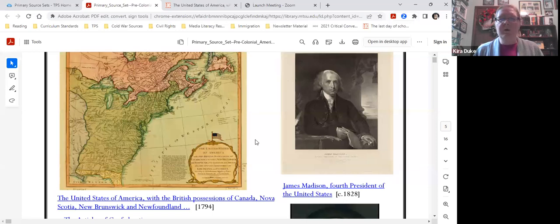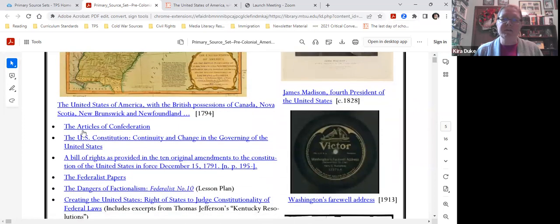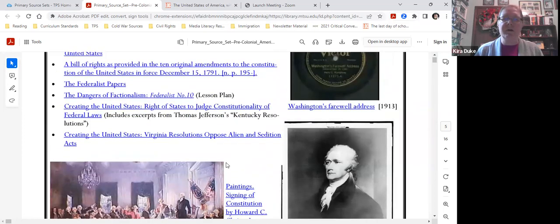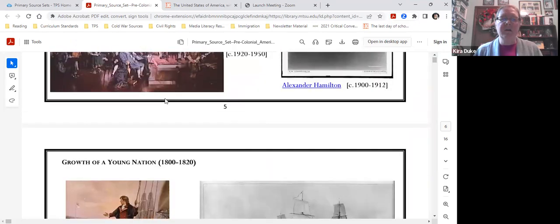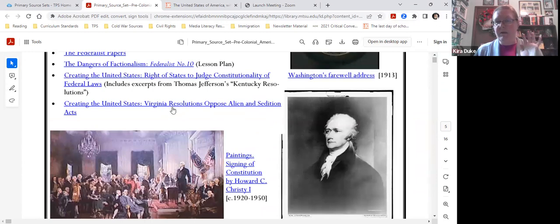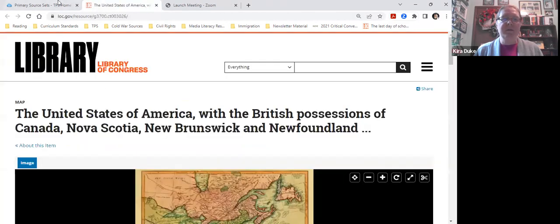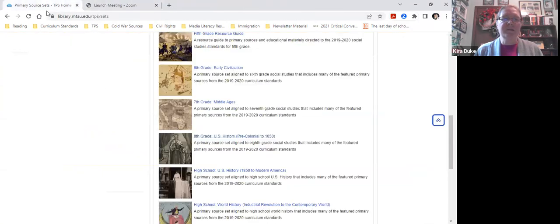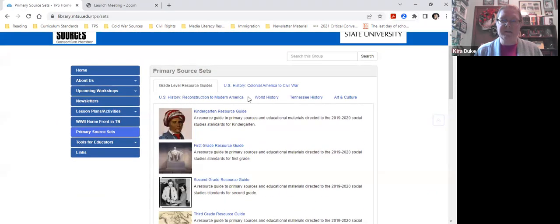Okay, so going back to the primary source sets tab, you will see there are links to the Articles of Confederation, the Constitution, Bill of Rights, Federalist Papers, etc. There are a lot of things here. These are just the main pieces that I wanted to focus on for this section. So you have that resource, the Primary Source Sets tab under the grade level resource guides.